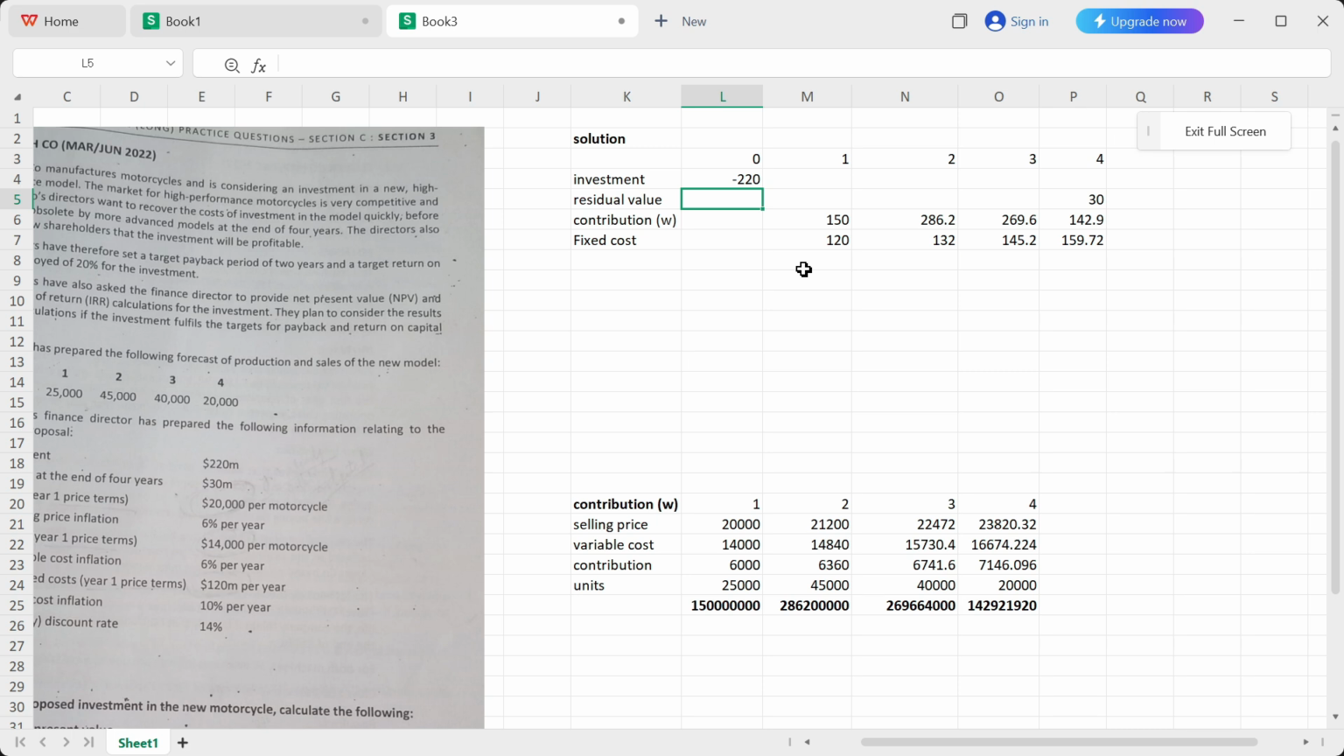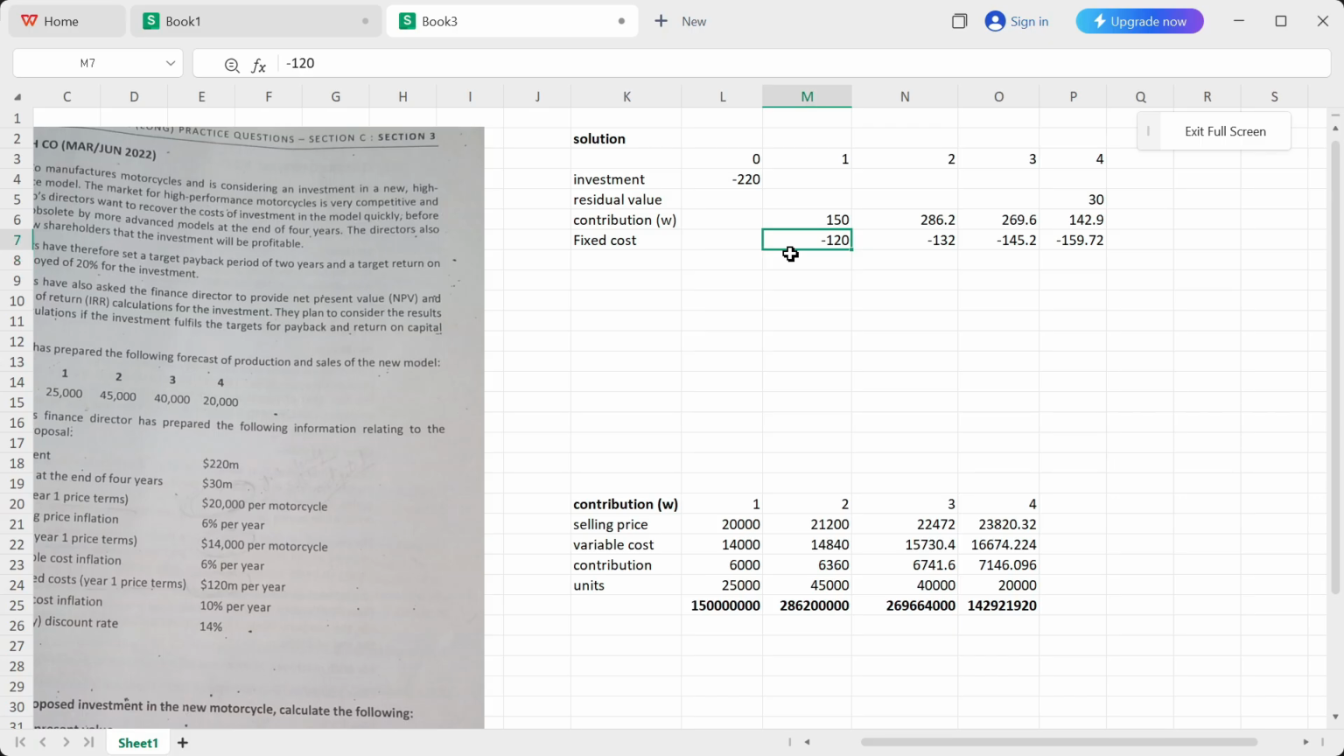So you're going to place a negative sign. Residual value is an inflow, right? So it's going to remain positive. Contribution is also an inflow, so it's going to remain positive, whereas fixed cost is your cost, right? So it's an outflow, so remember to place the negative signs with it.